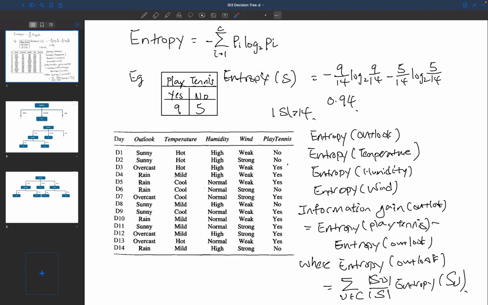For example, if we want to compute the entropy of this table, play tennis, there are 9 yes and 5 no. So the probability for yes is 9 over 14 and no is 5 over 14. Therefore, the entropy of playing tennis is minus 9 over 14 multiplied with log 9 over 14 minus 5 over 14 multiplied with log 5 over 14, and we get 0.94.